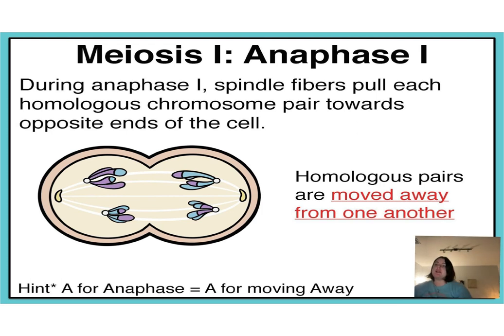Anaphase one, during anaphase one, spindle fibers pull the homologous chromosome pairs towards the opposite ends of the cell. Homologous pairs are moved away from one another. Basically, we had two, one and one, and each one's going to go in opposite directions and move away from each other, so anaphase still means moving away.